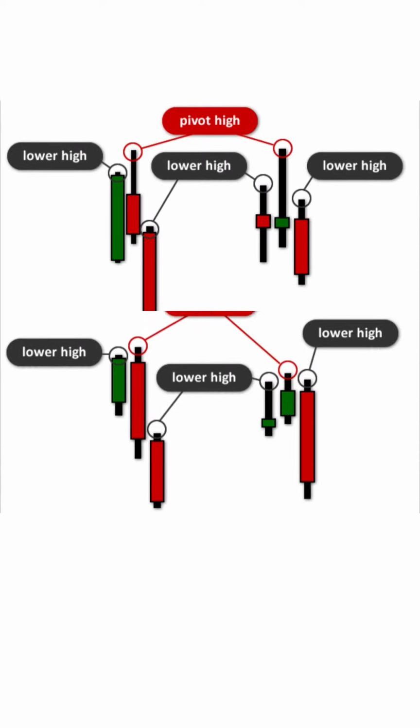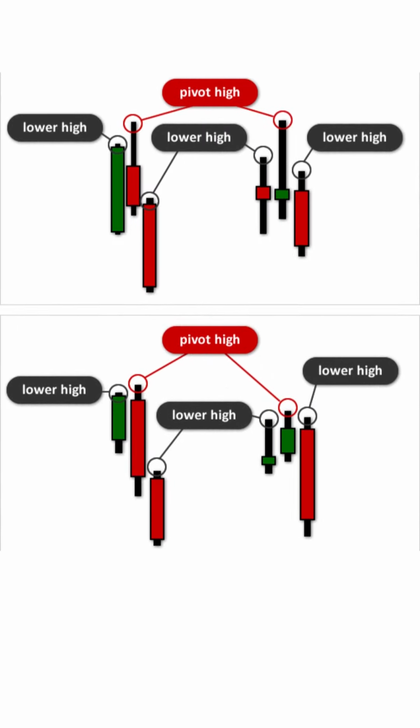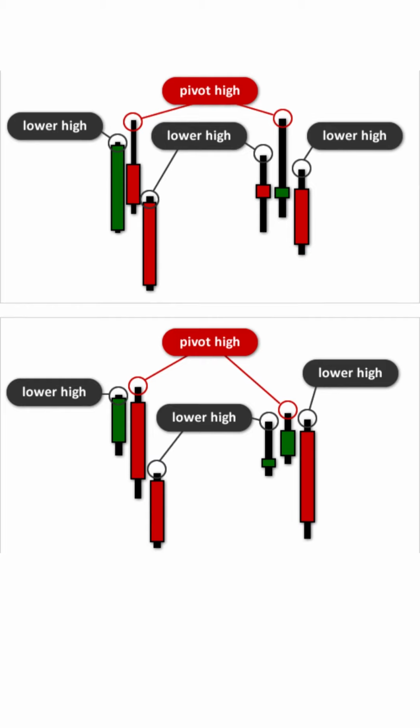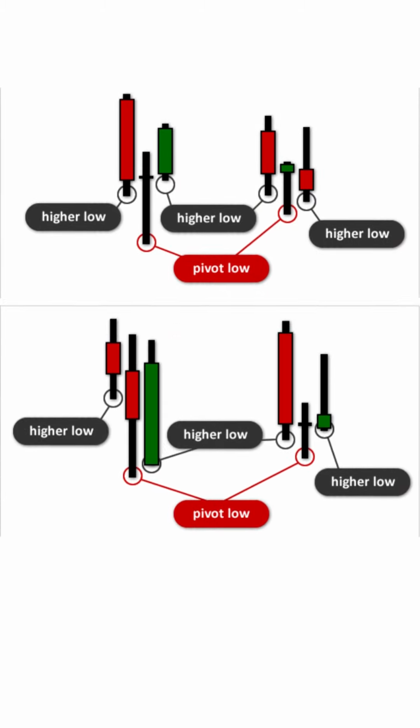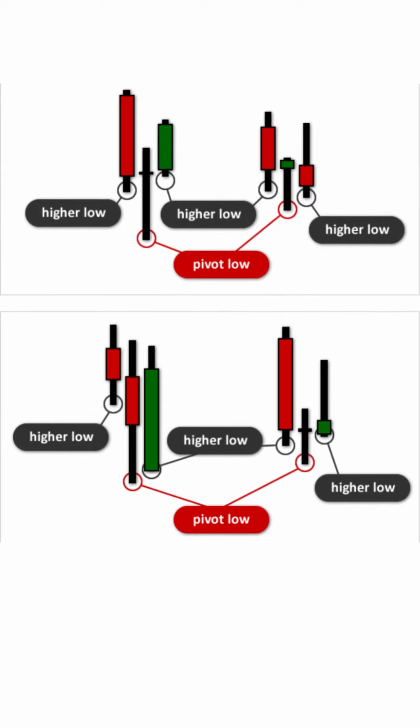So, a high of a bar is a pivot high if the bar to the left and right of it have a lower high than the high of the pivot high. And a low of a bar is a pivot low if the bar to the left and right of it have a higher low than the low of the pivot low.